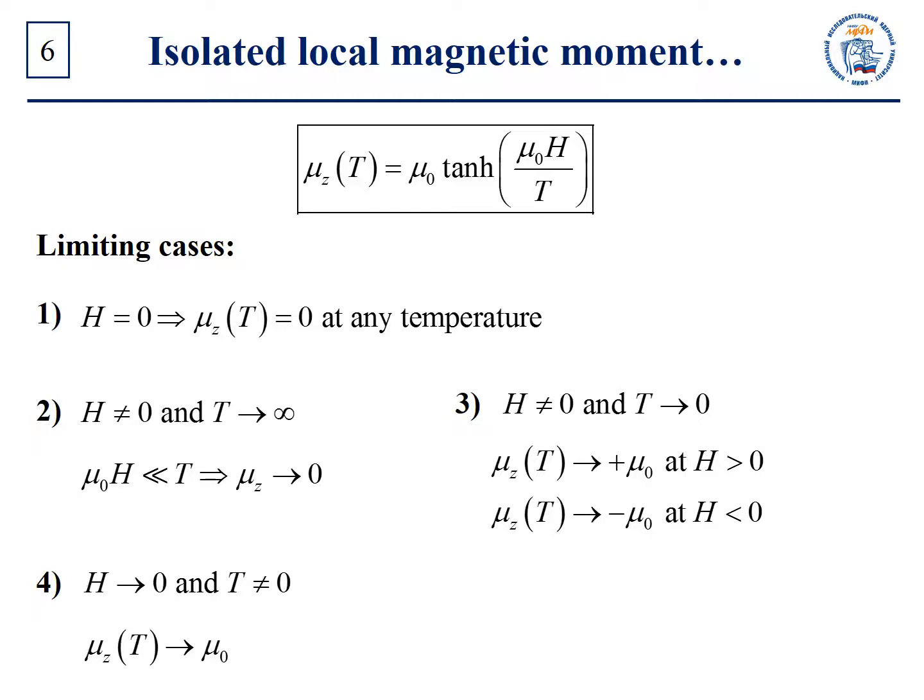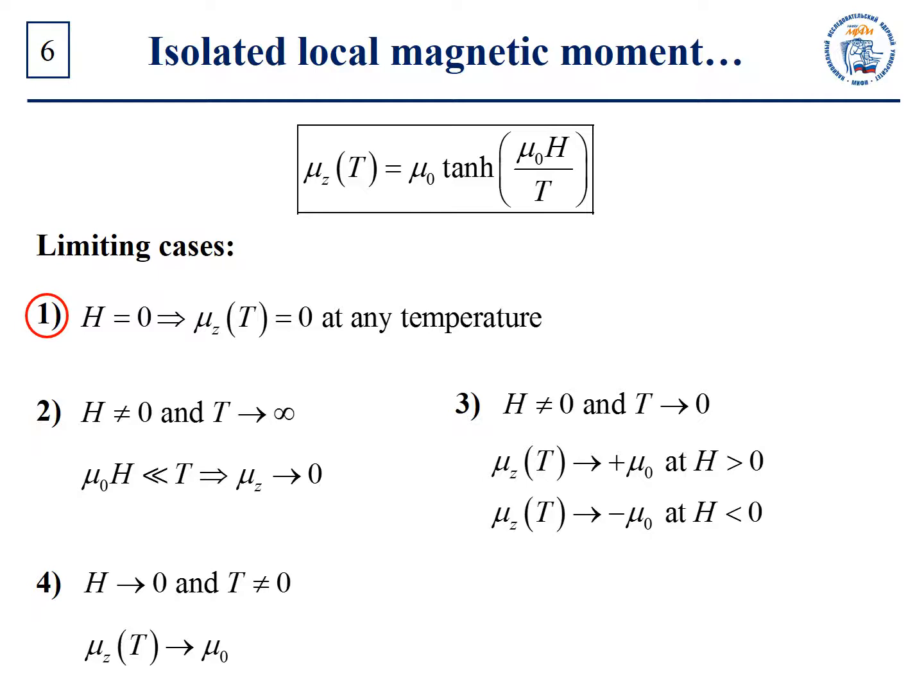Let us analyze the limiting cases. The first limiting case. If the magnetic field is equal to 0, the magnetic moment is 0 regardless of t. This is due to the fact that the energies of up and down states at zero magnetic field are just the same, and both are equal to 0. So, the probabilities P up and P down are just the same as well. They are equal to 1/2. Therefore, the states with the projections plus μ0 and minus μ0 are equally probable.